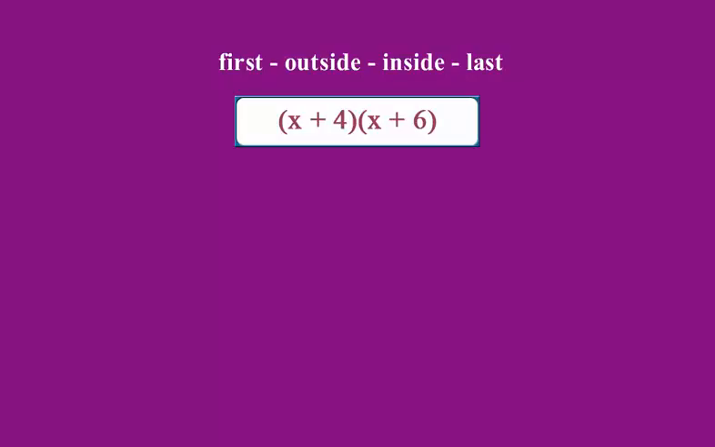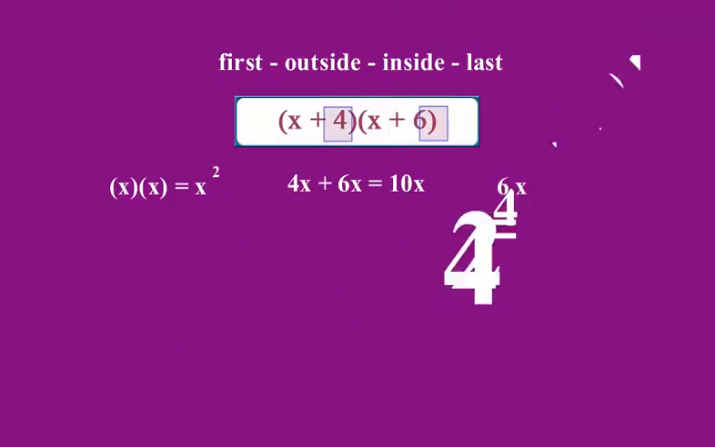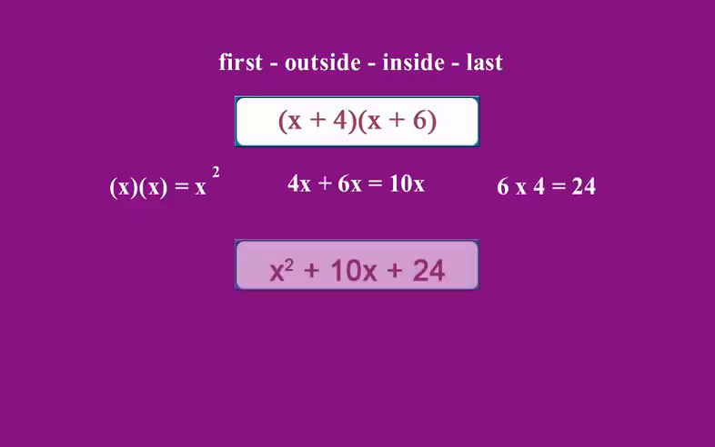You will need to remember how to FOIL elements of a math expression. Remember, FOIL stands for first, outside, inside, last. So when you have a problem like this where you've got (x plus 4) times (x plus 6), you multiply the first elements, x times x, the outside, 6 times x, the inside, 4 times x, and then the last, 6 times 4. That gives you a new expression of x squared plus 10x plus 24.